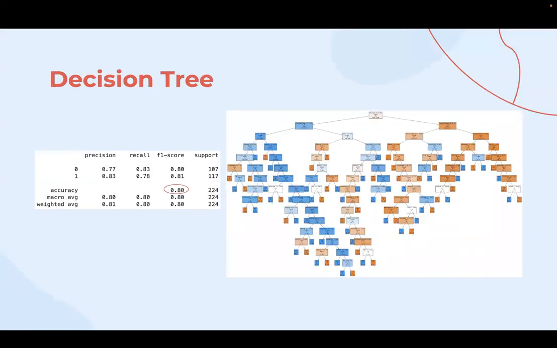The plot on the left shows the decision tree. As we can see, the root node is the column ST slope. Then it slowly descends into the remaining columns. As shown in the image on the left, the accuracy result is 0.80, which is good.